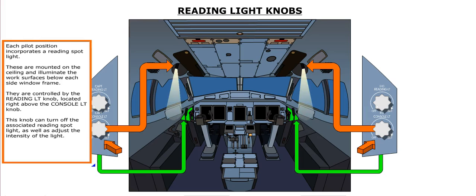Each pilot position incorporates a reading spotlight. These are mounted on the ceiling and illuminate the work surfaces below each side window frame. They are controlled by the reading light knob, located right above the console light knob. This knob can turn off the associated reading spotlight, as well as adjust the intensity of the light.